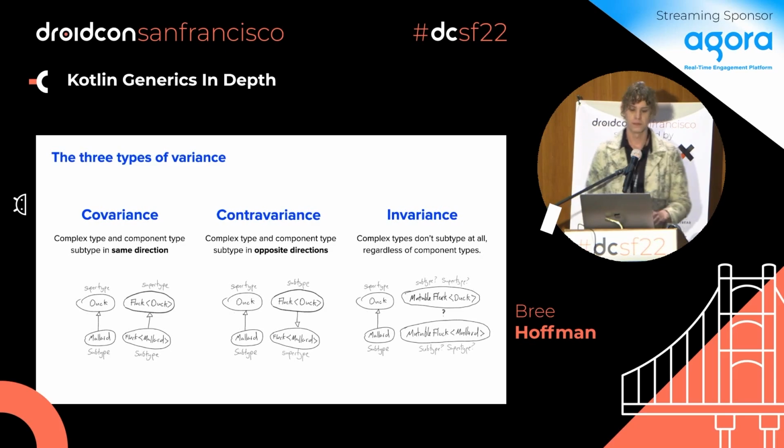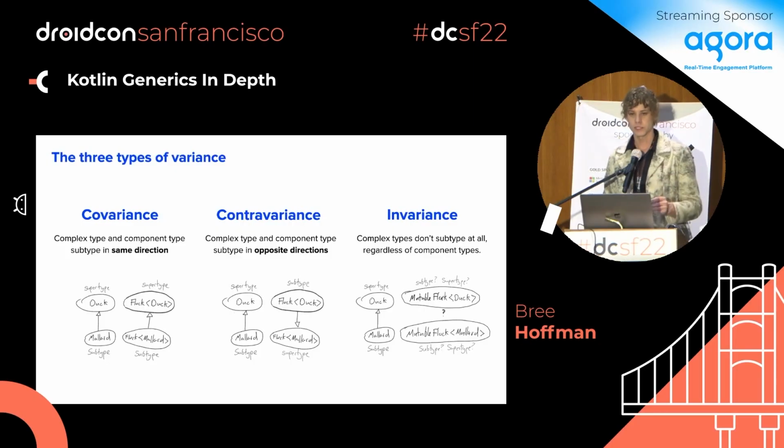So the 3 types of variance are covariance, where the complex type, that list of items, subtypes in the same direction as the component types. So as you can see with the example of a flock of ducks and a flock of mallards, a mallard is a subtype of a duck, and so the flock of mallards is, in this image, a subtype of a flock of ducks. That would be called a covariant relationship.